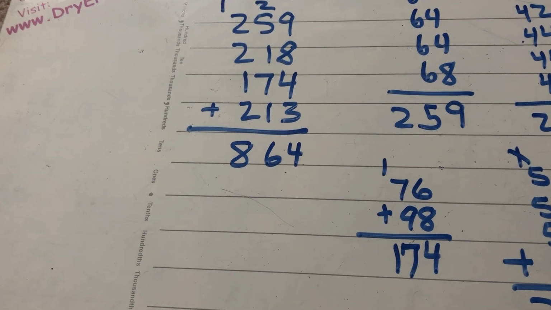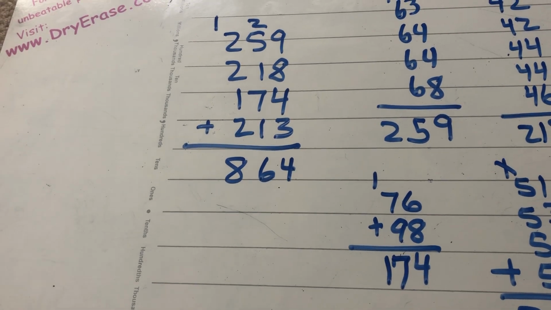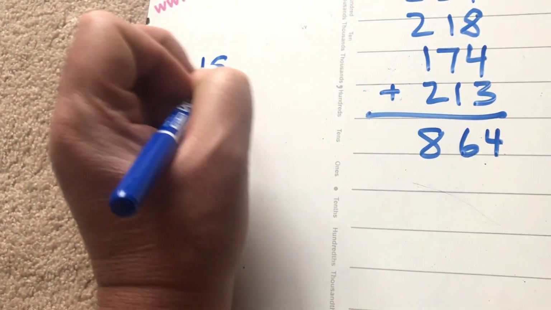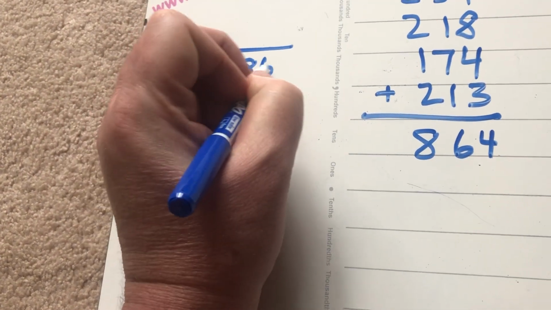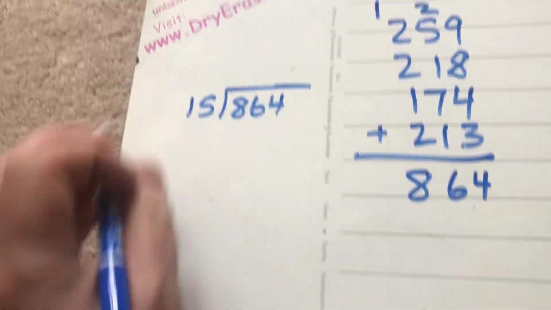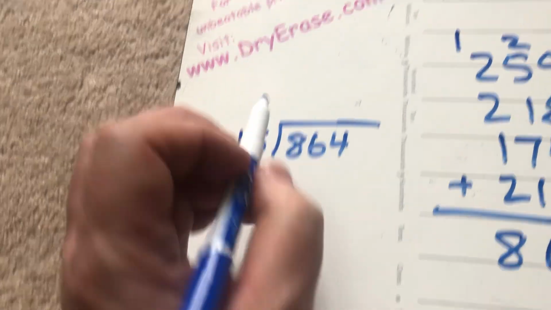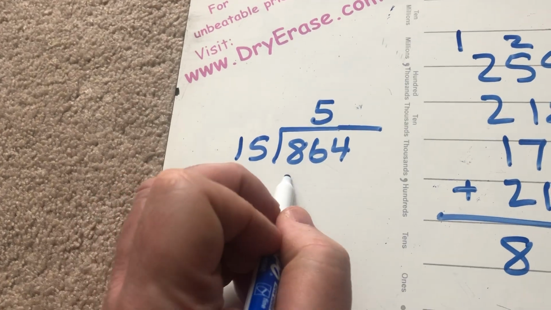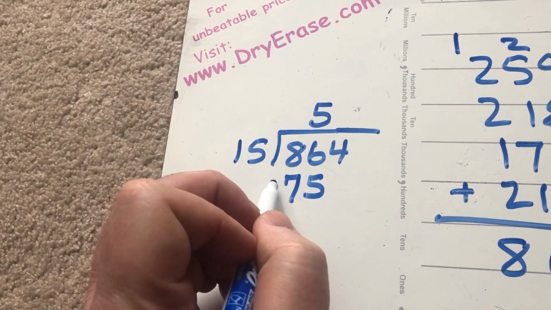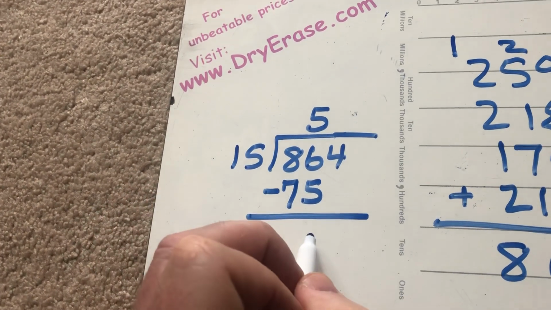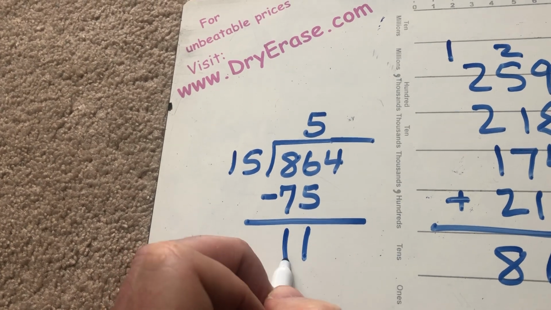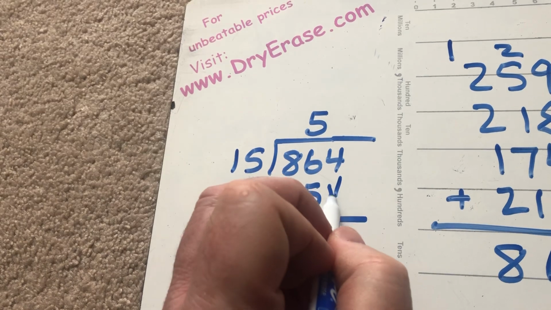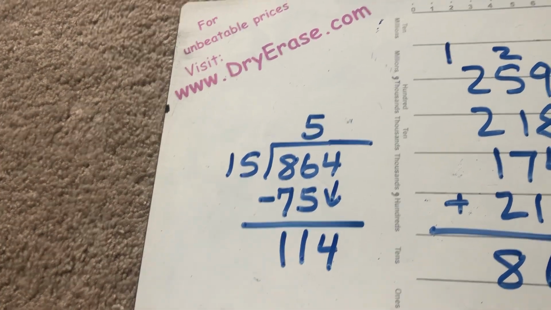Okay, I'm dividing it by 15 because there are 15 numbers in the set. So I'm taking 15, going into 864. I think that 15 can go into 86 5 times. 5 times 15 is 75. 86 minus 75. 6 minus 5 is 1. 8 minus 7 is 1. I like that. That's less than 15. I'm going to bring the 4 down.